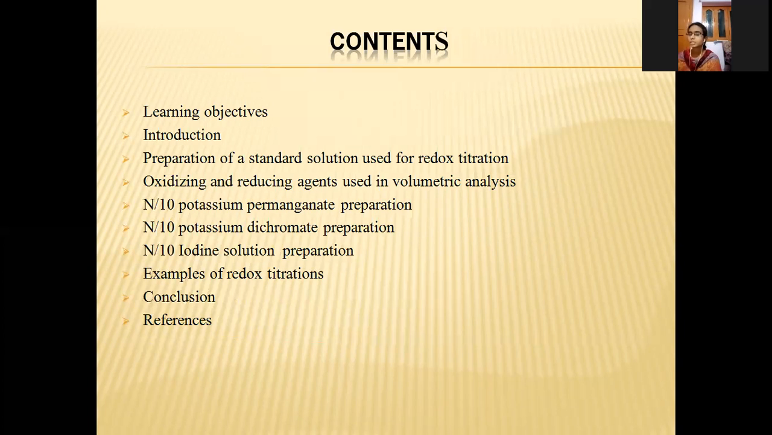So in this we will discuss a brief introduction about the redox titration, and the preparation of the standard solutions used for the redox titration, that is, what standard solutions we use and their preparation process. We will also cover the oxidizing and reducing agents involved in volumetric analysis, the preparation of N/10 potassium permanganate, potassium dichromate and iodine solution, and also some examples for the redox titration.